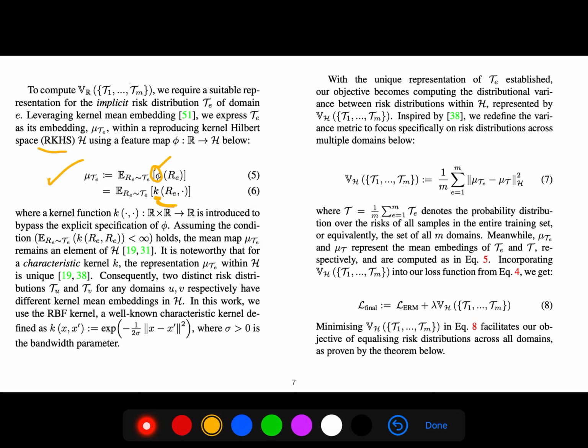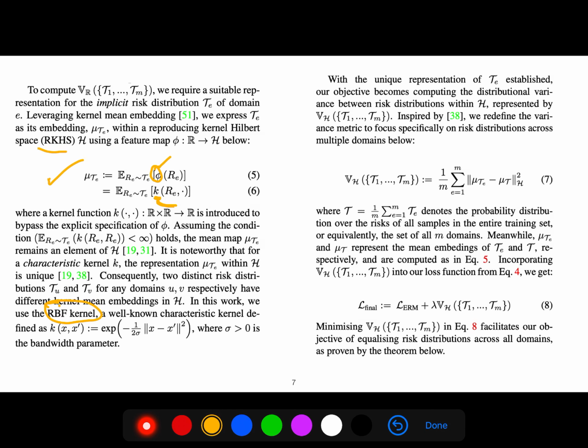So it is noteworthy that for a characteristic kernel, the representation within H is unique. Consequently, two distinct risk distributions for any domains have different kernel mean embeddings. And we use the RBF kernel here in this paper. With the unique representation, our objective becomes computing the distributional variance between risk distributions within H.